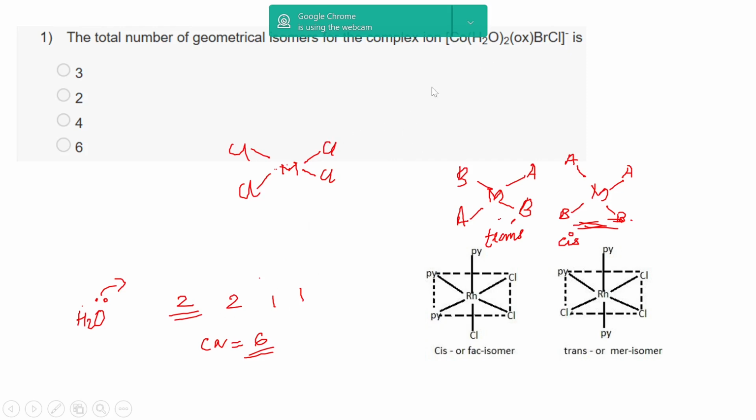So the coordination number here is 6. So this is an octahedral complex, right? For octahedral complexes, we have similar trans-cis combinations like I have shown here in the picture.